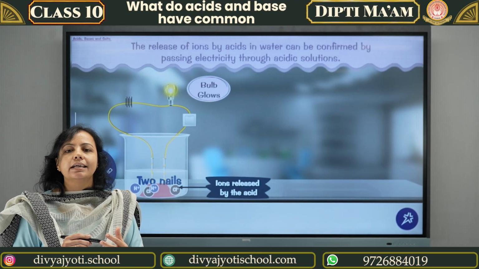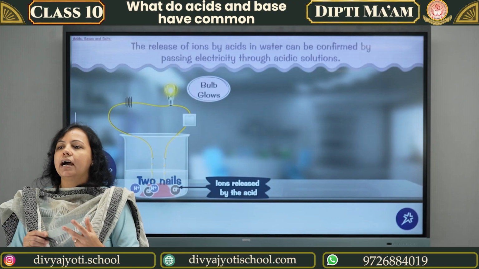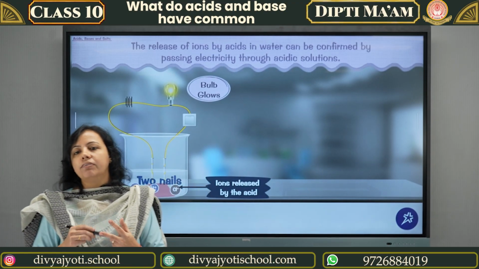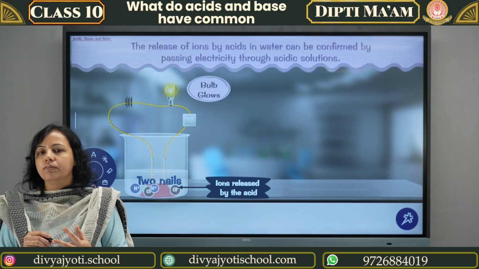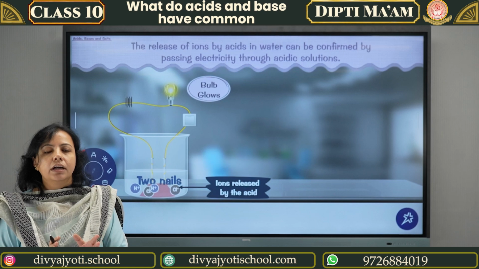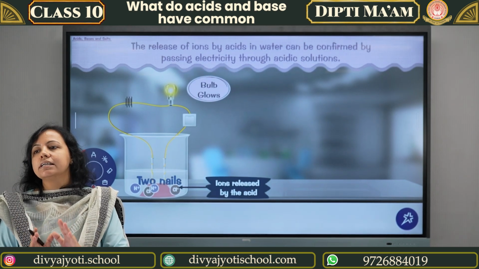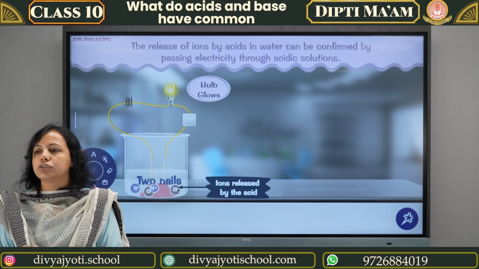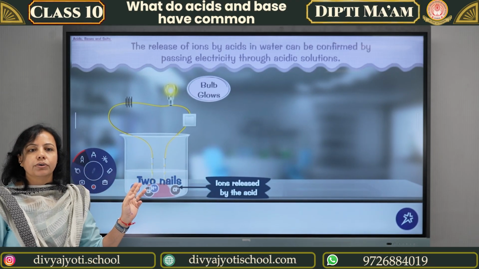So the question is: if hydrogen is present in the glucose and alcoholic solutions, then why does the bulb not glow? What is the main reason? They do not ionize, and because of this the H+ ions are not released by the alcoholic and glucose solutions, so the bulb does not glow.